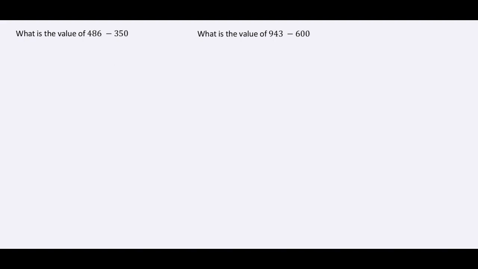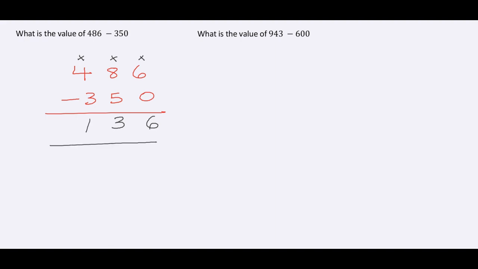Let's look at another set of examples. We want to get 486 minus 350. So we're going to start from the rightmost column. 6 minus 0, we have 6. We move over to this column, the one on the left. 8 minus 5, we have 3. And then we move to the final column on the left. 4 minus 3, we have 1. So this is our answer.